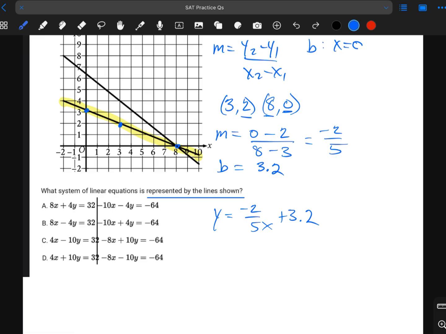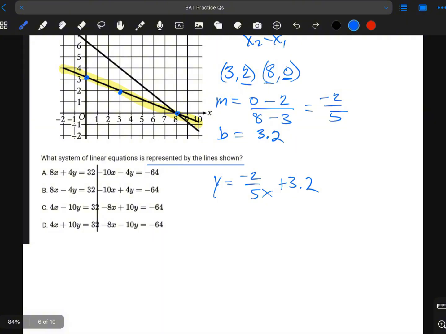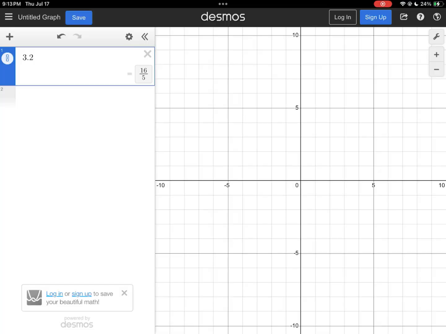So first, let's bring everything over to the same format that they have here, with the variables on one side and the constants on the other. We could do that by bringing the 2/5 x over. So we have 2/5 x plus y equals 3.2. But since this 2/5 x is a fraction, let's also turn this into a fraction, and that is 16 over 5. And you can get that, if you don't know, by just going into Desmos, and you can see that plugging in that 3.2 and clicking this button will give you that 16 over 5.